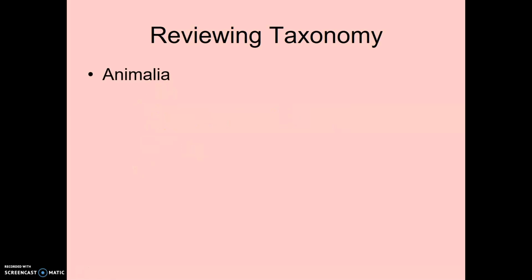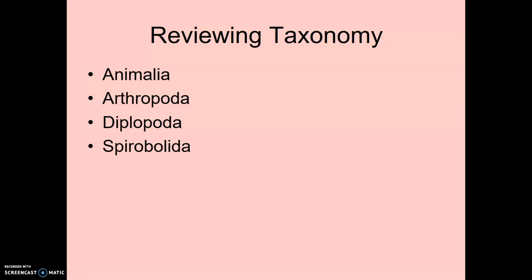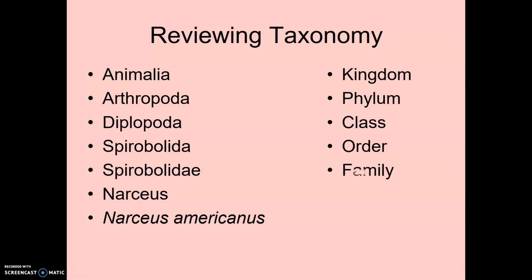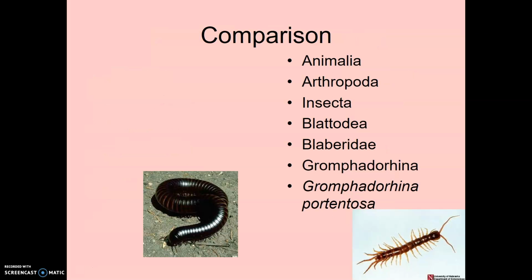Animalia, that's what we're in, the animal kingdom. Phyla, an example would be Arthropoda. King Philip came, that'd be class, Diplopoda. Order, family, genus, and species. That's just an example.